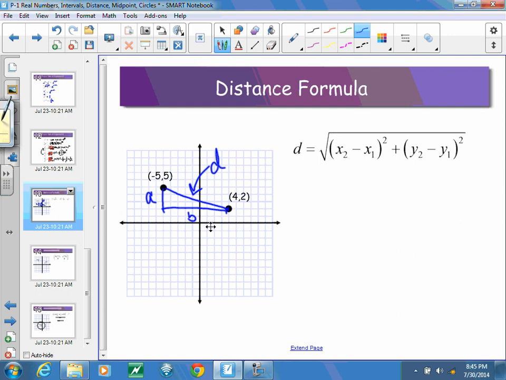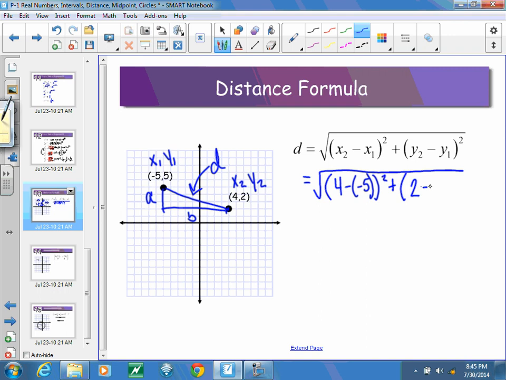So I have my 2 points. I'm going to use my point over here to the left. So this is going to be x1 and this is going to be y1. Here's x2 and this is y2. And I'm going to go ahead and fill everything in. So I'm taking the square root of the quantity of x2 minus x1, so 4 minus a negative 5. That value squared plus y2, which is 2, subtract y1, which is 5. Take that value squared.